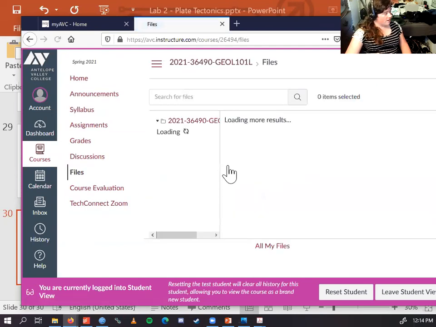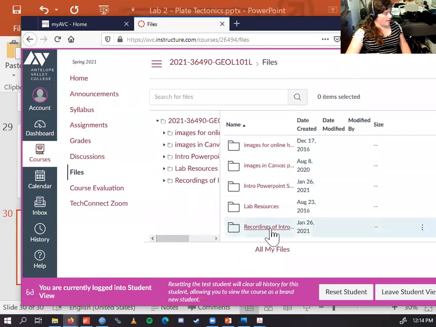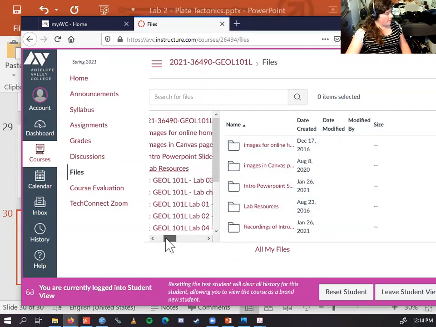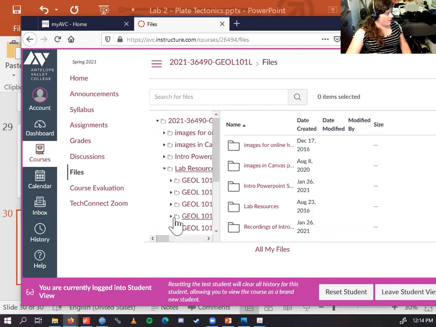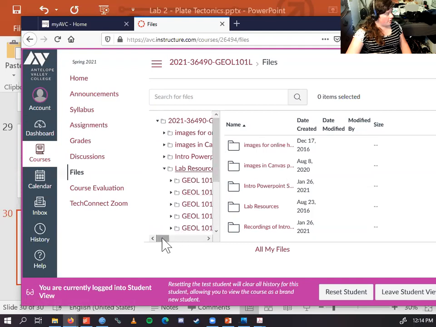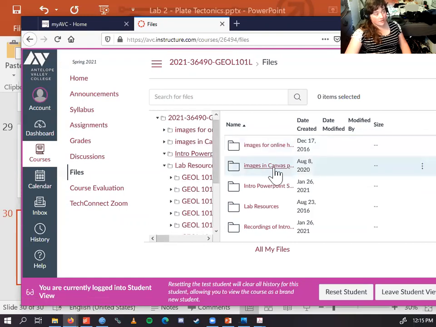Last thing I want to mention is that I mentioned earlier that somewhere in here there are lectures from previously, and now I cannot find that, but I will make sure that is visible.